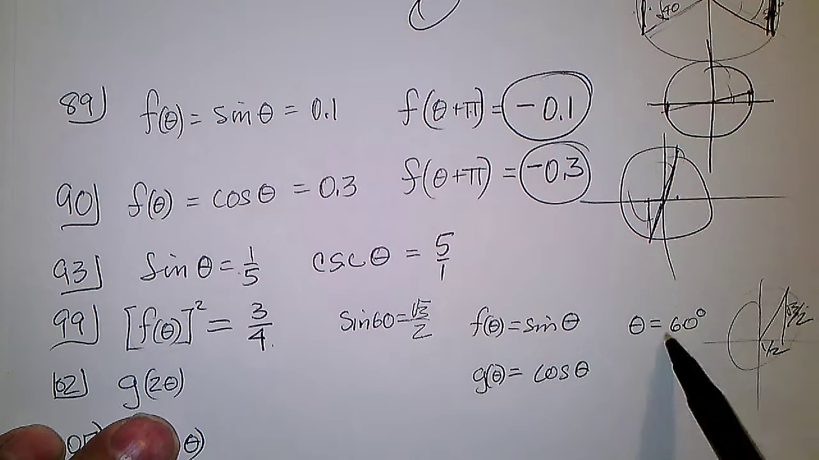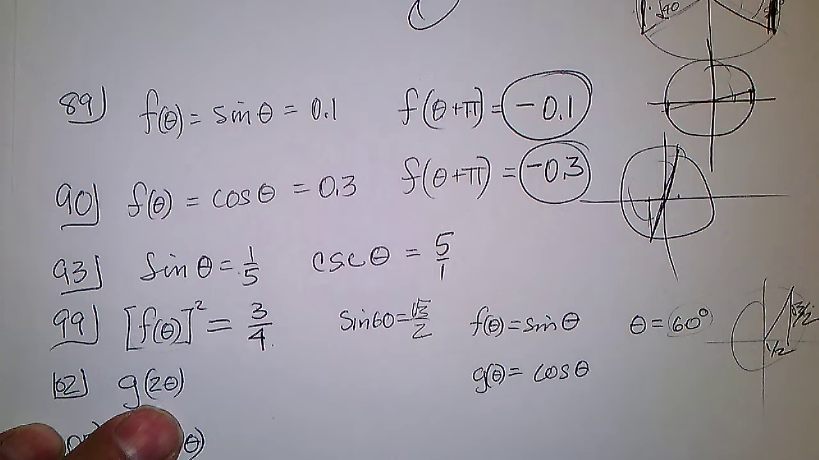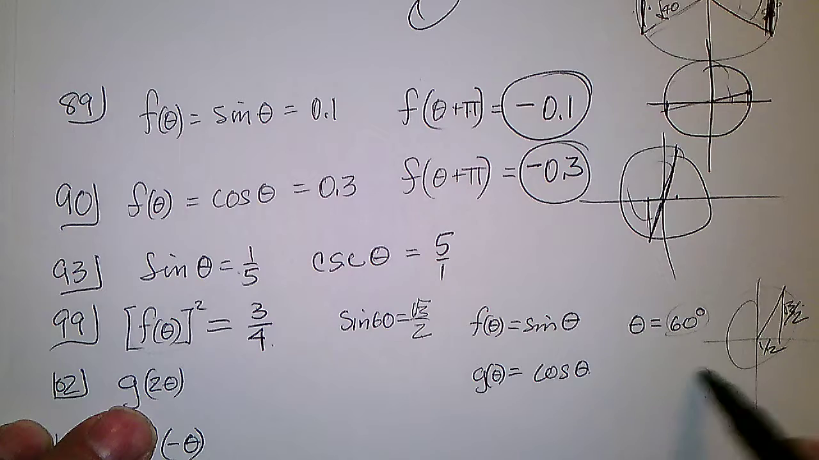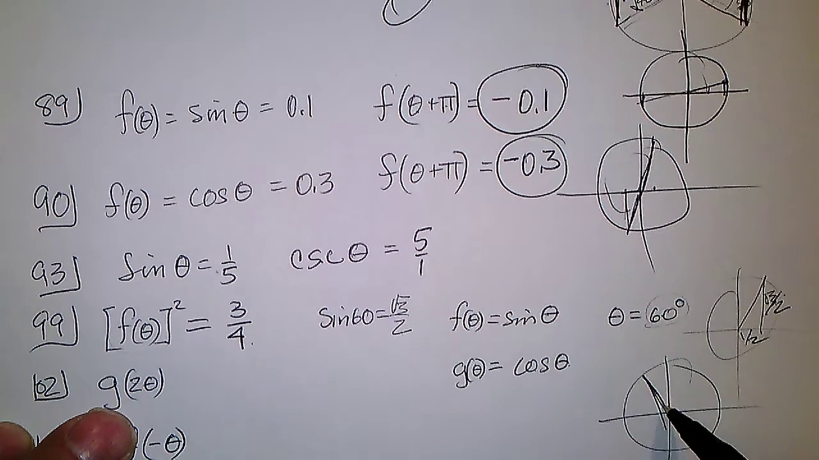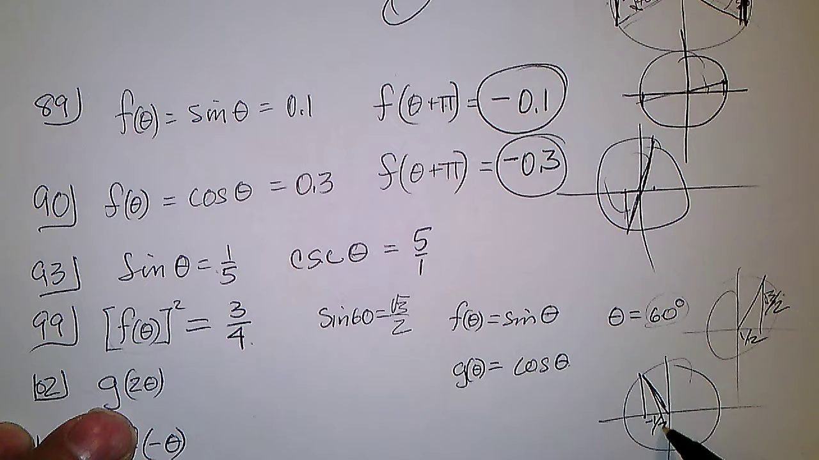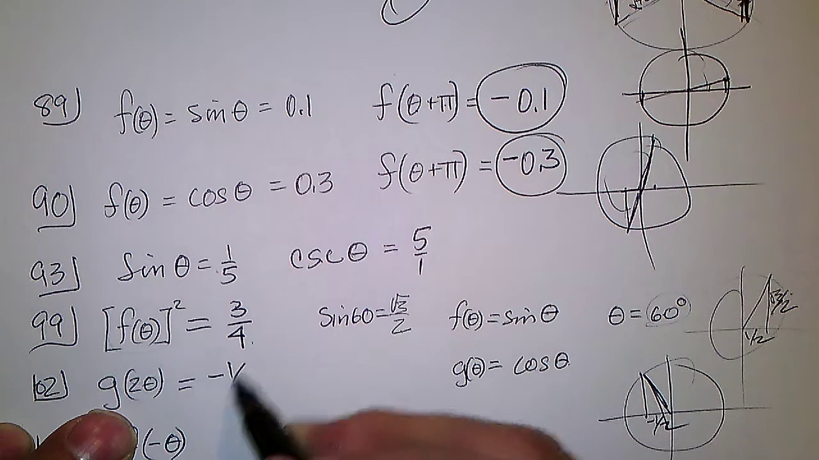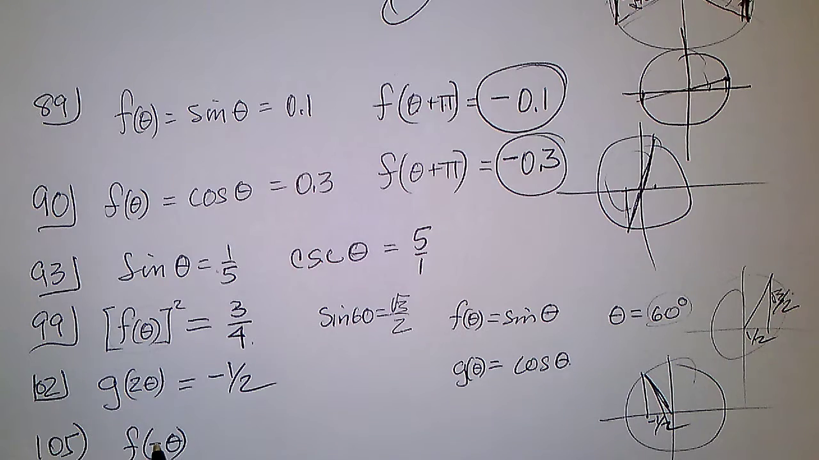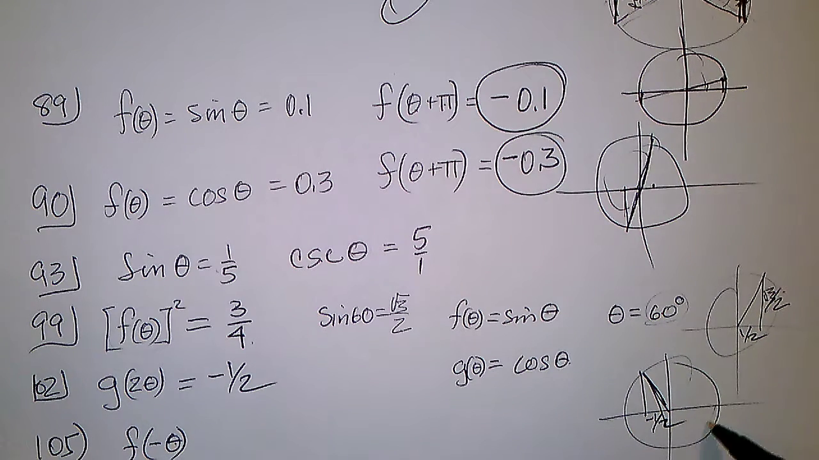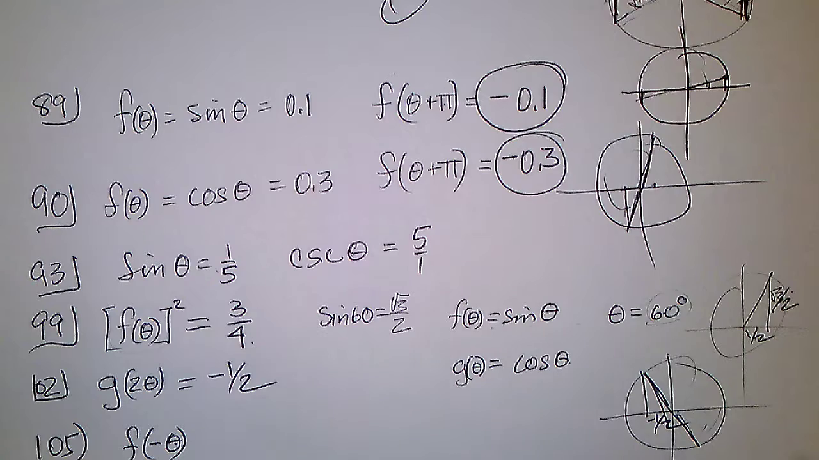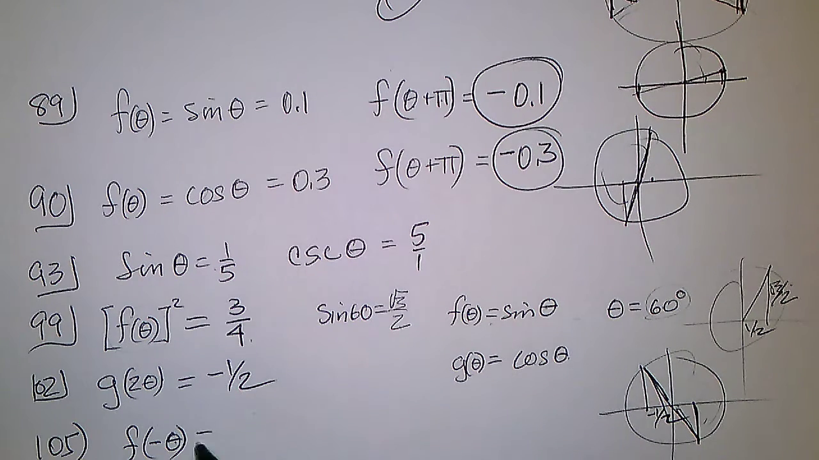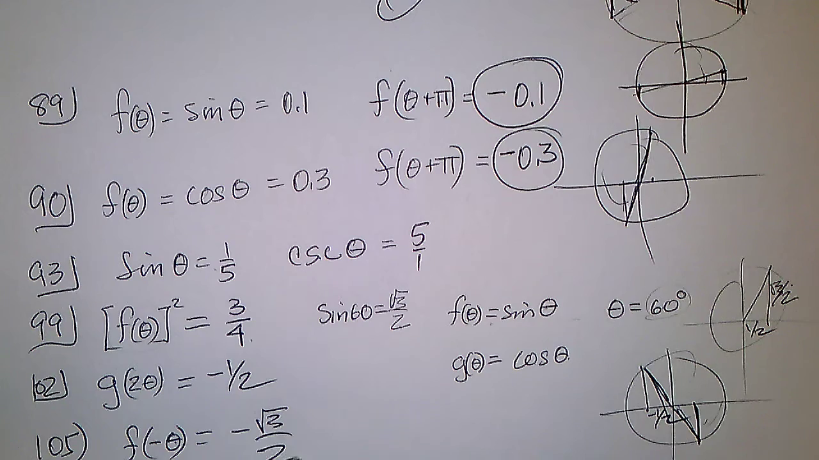If we double the angle, 60 doubled, that would be 120, and we're supposed to find the cosine of that. So 120 is here, where the cosine is minus 1/2. And if we go minus 60, down here, and we find f is the sine of that, the sine would be minus square root of 3 over 2, the long side.